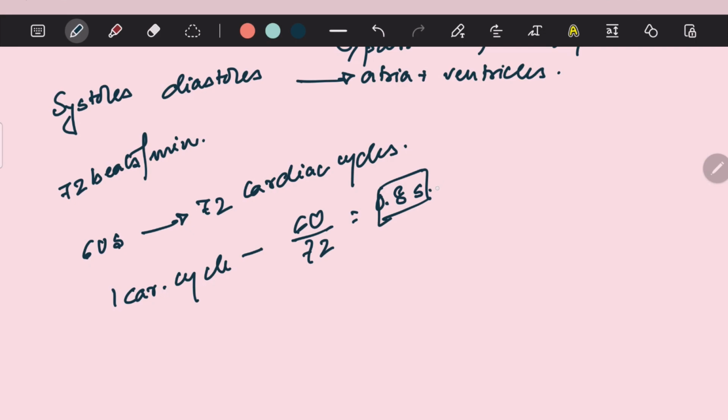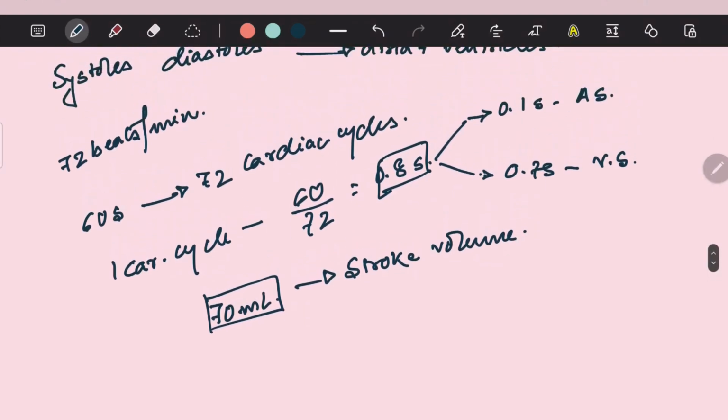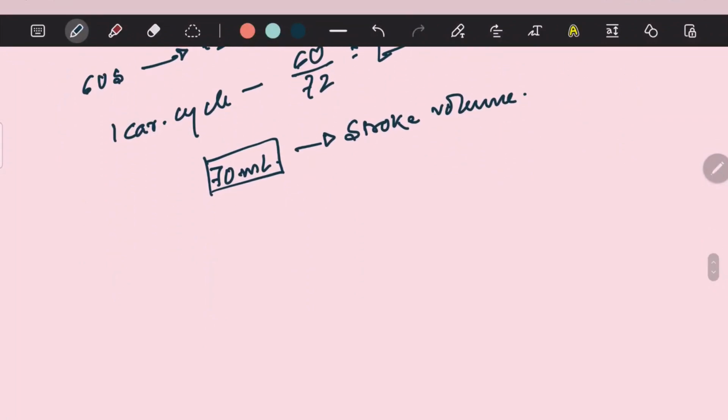Now, if we divide this, around 0.1 second is of atrial systole and 0.7 seconds is of ventricular systole. Now, during a cardiac cycle, each ventricle pumps out around 70 milliliters of blood. And this volume of blood is known as the stroke volume. Right. Now, as there are 72 cardiac cycles, the total amount of blood that is thrown out per minute is 70 into 72, which is approximately 5000 milliliters, which is around 5 liters per minute.